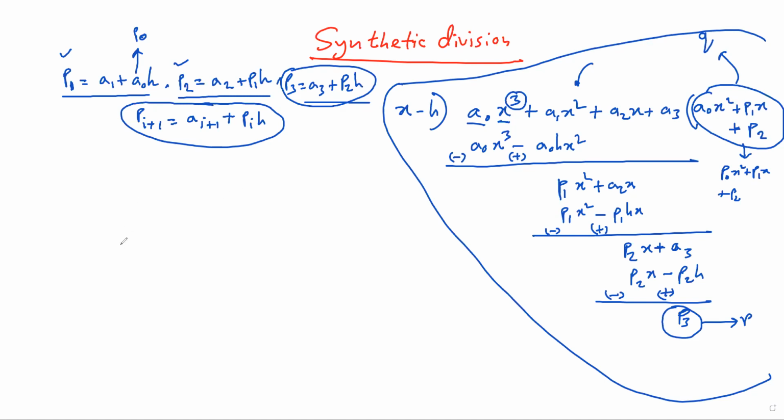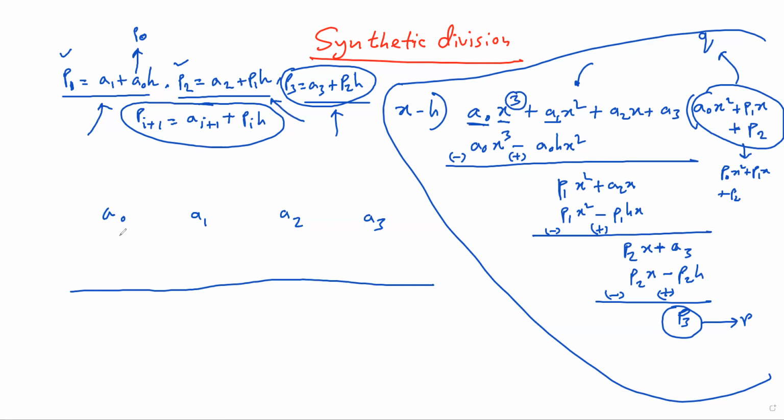So here is how I'm going to present the numbers involved in this calculation. Let's write the numbers a naught, a1, a2, and a3, basically the coefficients of the dividend, right? What we are going to do is look at these expressions and place them in some convenient place in our worksheet.